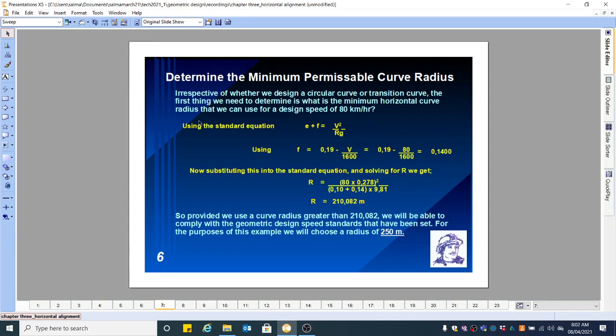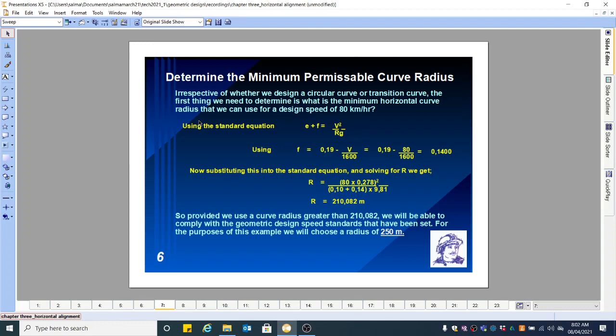Determine the minimum permissible curve radius. Irrespective of whether we design a circular curve or a transition curve, the first thing we need to determine is what is the minimum horizontal curve radius that we need to use for a design speed of 80 kilometers per hour, which was given to us. The standard equation is e plus f is equal to V squared divided by RG.